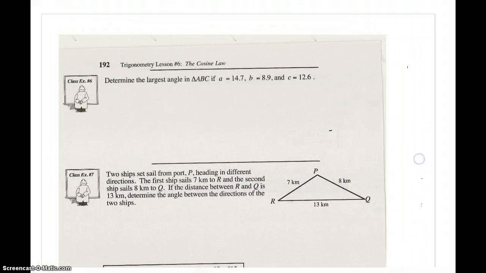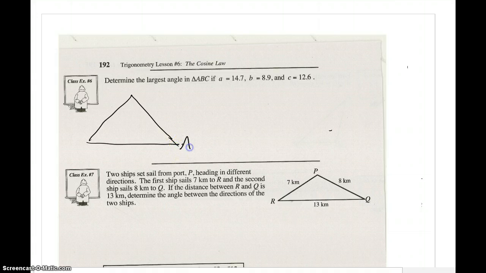We have two more examples, and then I'm going to leave you to work on these questions. Determine the largest angle in ABC. Okay, so I've got an ABC. I'm going to just draw a triangle right here. Okay, and I have an A, and I have a B, and I have a C. That's where I start. It says if A, which is the little a, over here is going to be 14.7. It's always corresponding to the angle across. B is 8.9. And C is 12.6.